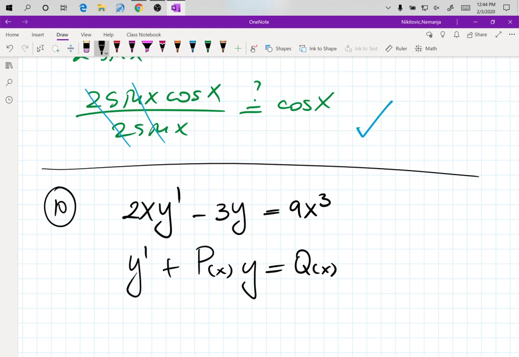Your x is not allowed to be 0 for your initial condition. You can't have y of 0 equals 5, because y of 0 means x is 0. You just divide it by x. So you have to be careful with these things, right? Makes the computer explode, right?